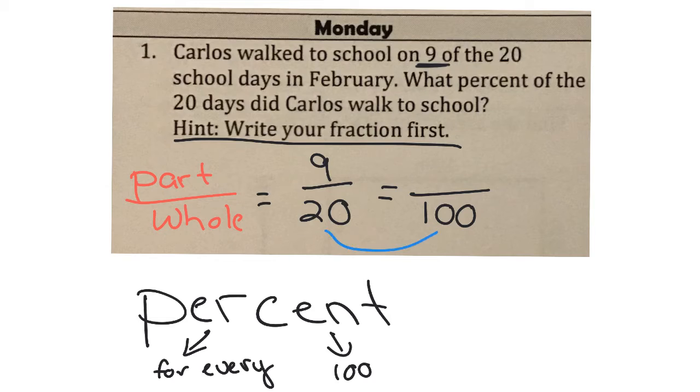So I have to look, how do I get from 20 to 100? How many 20s are in 100? Well, that's times 5, 20 times 5. So that means I need to do the same thing to the numerator, 9 times 5, which would give me 45. So 45 out of 100 would be 45%.